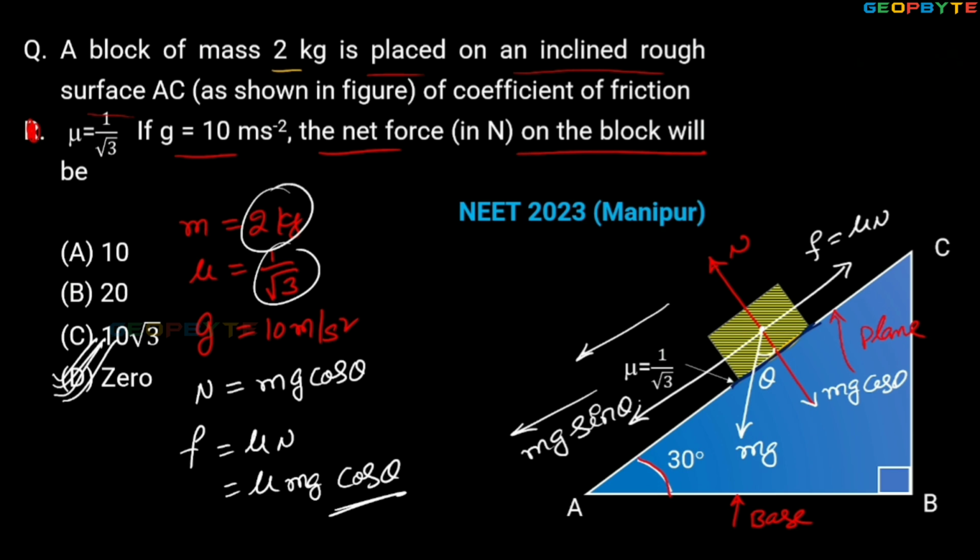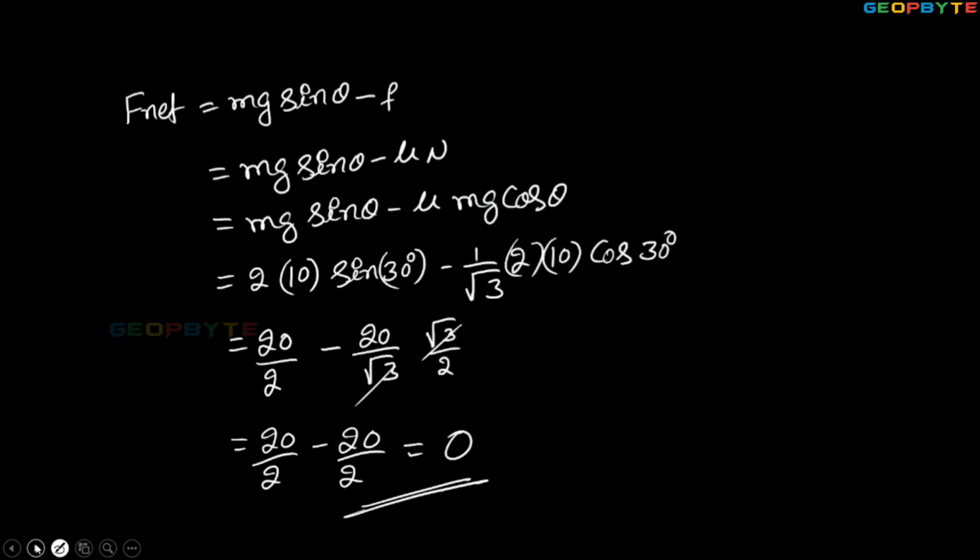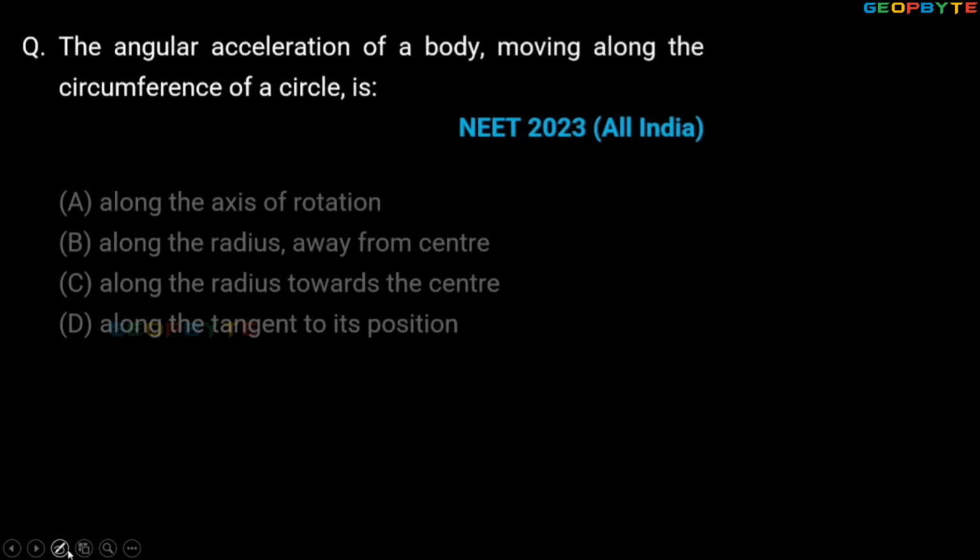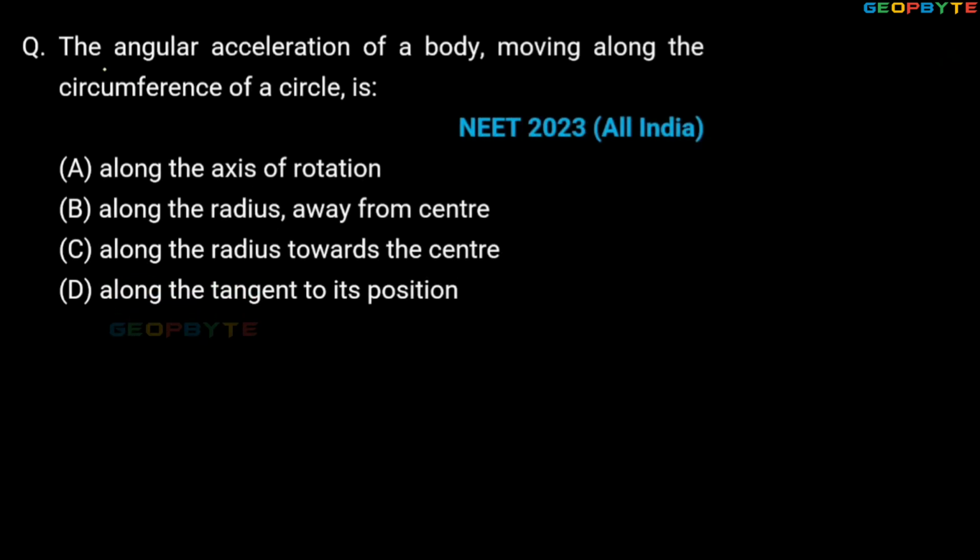Similarly, let us take another important problem. Look at the problem. It is asking like this. The angular acceleration of a body moving along the circumference of a circle is always along the axis of rotation. Therefore, option A itself is absolutely correct. It is a concept-oriented question. Simple question. Understood clearly? Yes.